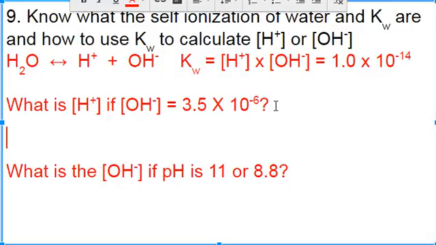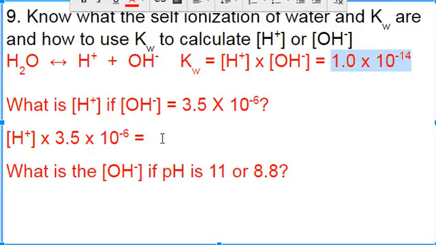So how do I find it? I simply take the H plus times the 3.5 times 10 to the minus 6, and I set it equal to this 1 times 10 to the minus 14th. And then I go ahead and solve for my H plus. So that means I divide both sides by the 3.5 times 10 to the minus 6th.